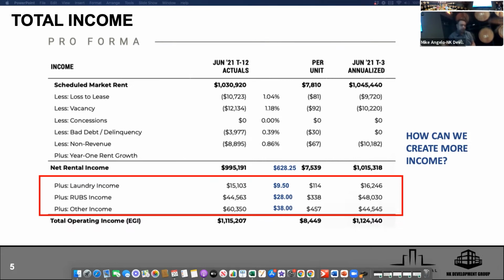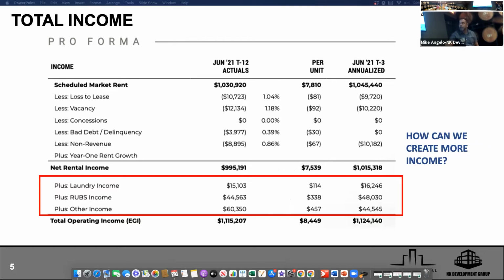And then other income. Other income could be pets. Michael's got like 6 cats. We're going to charge him more than $38. Covered parking, storage is an opportunity. So there's lots of ways to create other income. In this case, if we look at rent, you might find out that we're already really close to market, maybe. But what else could we do here? So how do you create this? Because every dollar you put in, you can get 6x that in value.